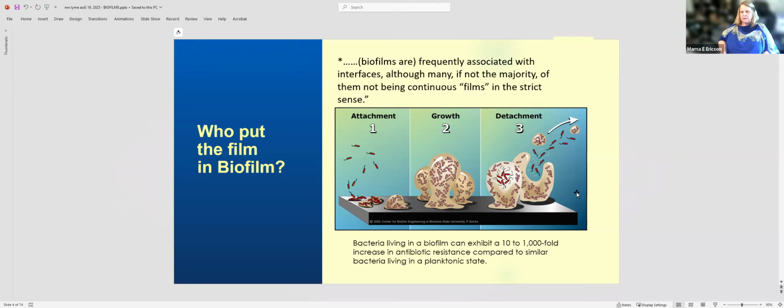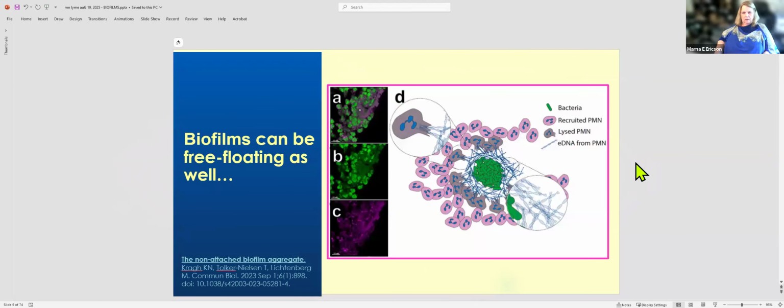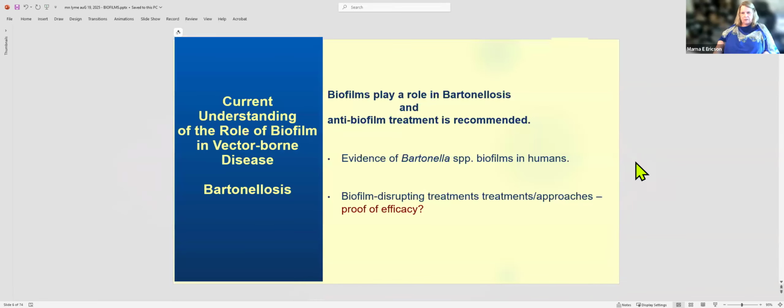If for some reason the bacteria inside become awakened, they're kind of asleep here, they can then break free from that biofilm and do their nasty work, or in some cases good work. And what I hope you can see is what it says here: bacteria living in a biofilm can exhibit a 10 to 1,000-fold increase in antibiotic resistance compared to bacteria in the planktonic state. But they can be free floating as well. I don't want to spend too much time on that, but we'll keep going.